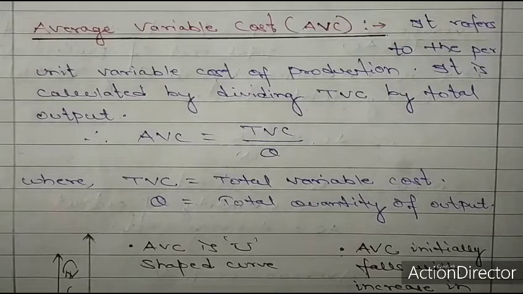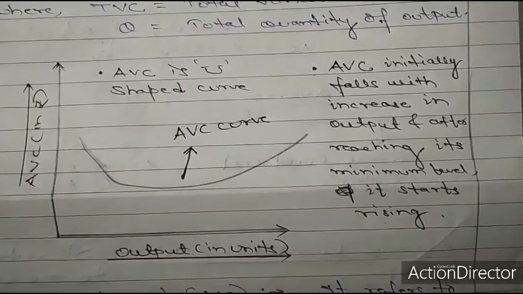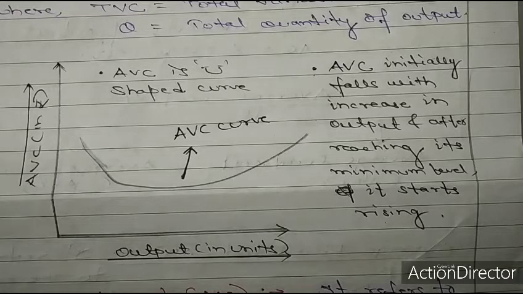Now the average variable cost also declines in the initial stage. Let us see in the graph. This is the curve of AVC. We have taken output in units on the x-axis and AVC on the y-axis. AVC initially falls with an increase in output, and after reaching its minimum level, it starts rising. So that is why the AVC curve is a U-shaped curve.